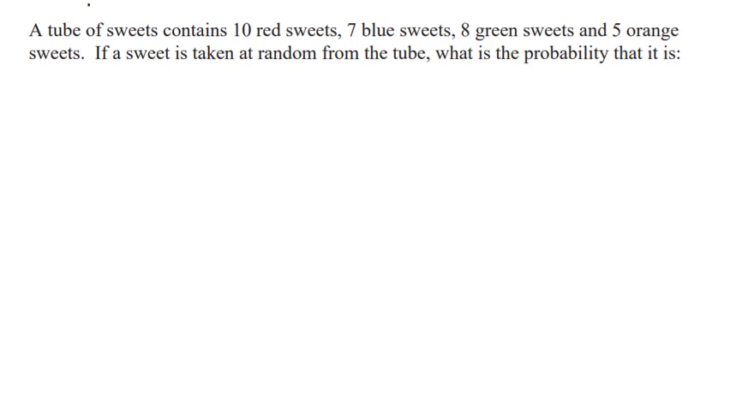Okay, so year 10, for example, number 1. Hopefully you're going to start quite basic and then build up some more complex problems towards the end of the lesson. So to start with, a tube of sweets contains 10 red sweets, 7 blue sweets, 8 green sweets and 5 orange sweets. If a sweet is taken at random, that's really important, it's taken at random, what is the probability that it is a red sweet?